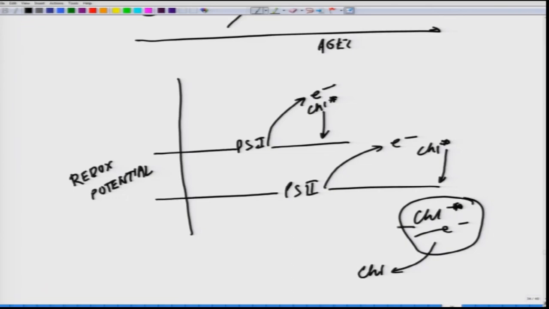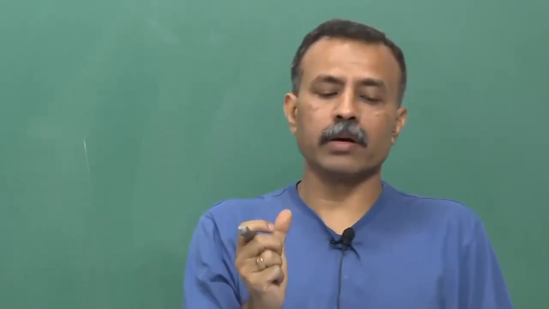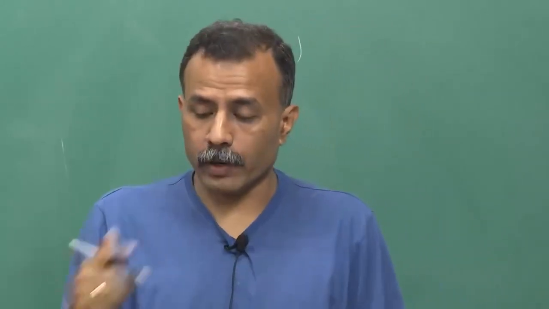But that recombination could not happen if this remains in this state for a certain period of time. And we will come later to what that period of picoseconds or femtoseconds is, how long you have to remain at that state so that it could not recombine. And these were experiments which have been done.